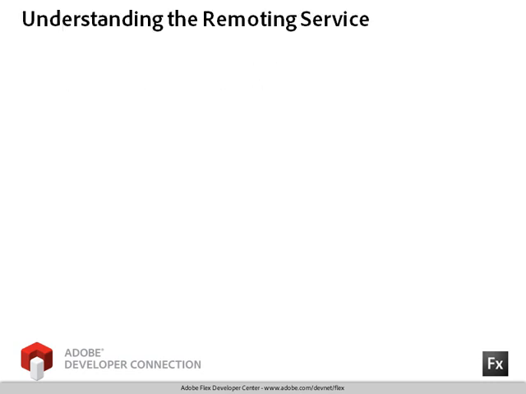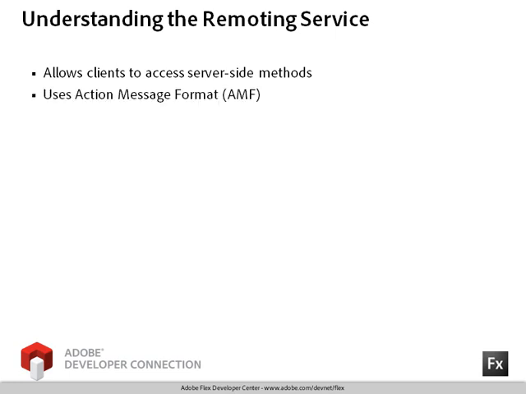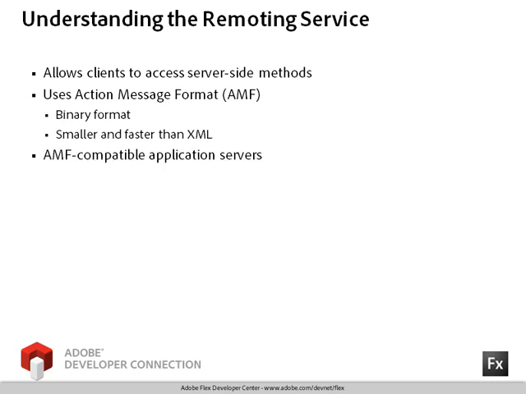The remoting service allows the client application to access methods of server-side code. Communication between the client and the server is formatted using the Action Message Format, or AMF. AMF is a binary format for data transfer that is significantly smaller and faster than equivalent XML-based message formats. The Flex framework is compatible with servers that have version 3 of the AMF protocol.